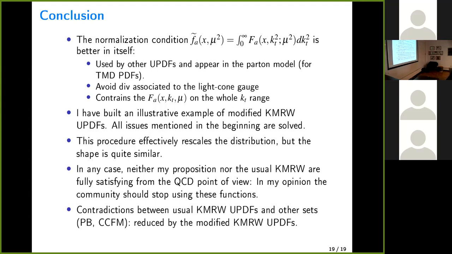With this modified PDF, honestly, my goal was not to build the best unintegrated PDF. It was just a small illustrative example that we should change a bit the definition of this PDF in order to fulfill this new normalization. Then we can solve all the issues at once. But in my case, I do not want to use this PDF. I prefer to use other sets of them.